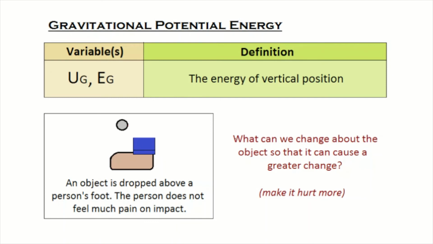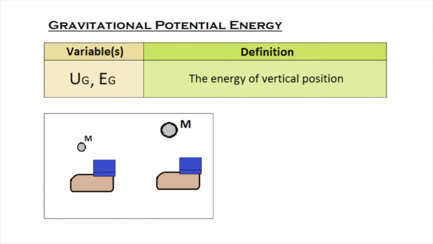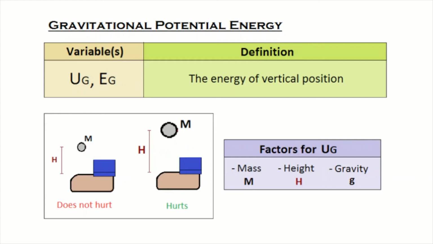So we drop it the first time, hits the foot, it didn't hurt that bad. What can we change about the ball to make it hurt more? Well, first thing we could change is the mass of it. A heavier ball will hurt more. We can change the drop height. That gives it more time to accelerate, and therefore it will be moving faster at the time it strikes the foot. And then hypothetically, we can also change the planet that we perform this on. If we were on a more massive planet with a stronger gravitational field, the object would accelerate downward faster. So the factors for gravitational potential are mass, height, and gravity.